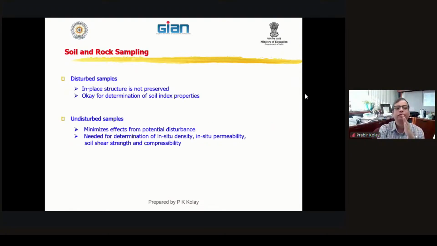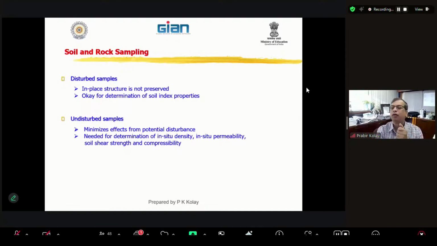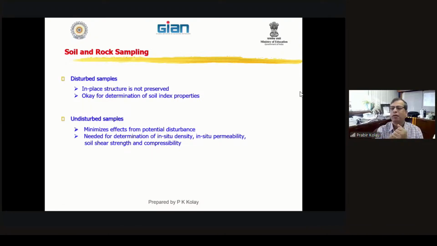Again, rock and soil sampling involves disturbed samples and undisturbed samples. In a disturbed sample, the in-place structure is not preserved, but you can still do soil index properties like the liquid limit test, plastic limit test, and particle size distribution test. All these different physical property tests you can do. But for an undisturbed sample, we need to minimize the effect of potential disturbance. So we need to do in situ density, in situ permeability, soil shear strength, or compressibility tests. Sometimes we need to do that on an undisturbed sample.